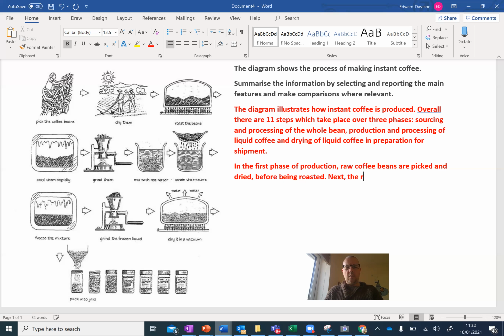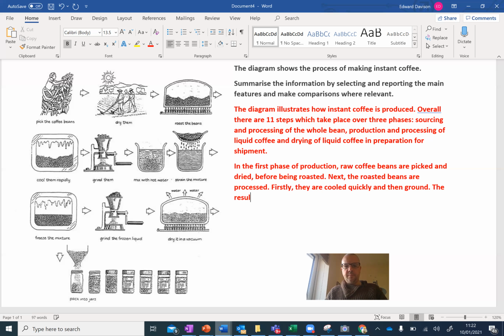next process. This is like a topic sentence, right? So I'm saying the next step in the next phase of production. Next, the roasted beans are processed. Firstly, they say rapidly cooled. How else could I say that? They are cooled quickly and then ground.